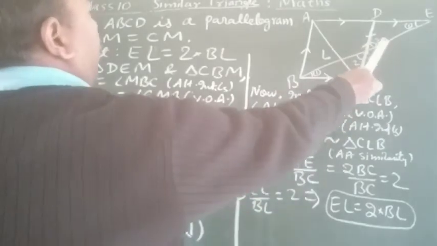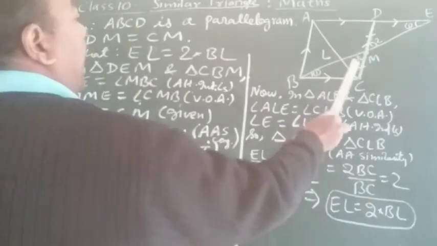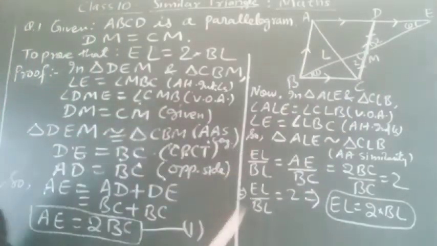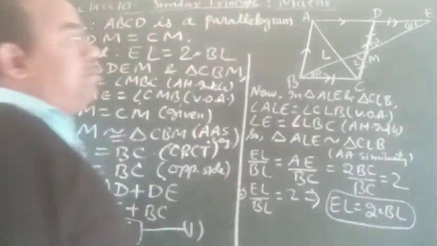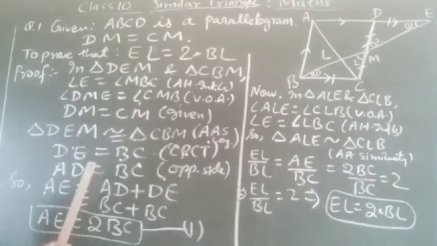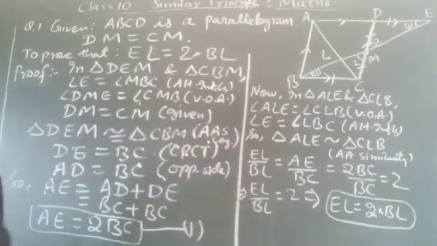Both triangles are congruent by angle angle side. So both are congruent by the AAS congruency. Clear? After that we can say the length of BC equal to DE. The length of BC equal to DE, I have just used there. That is CPCT of this congruency. And this is the outcome.